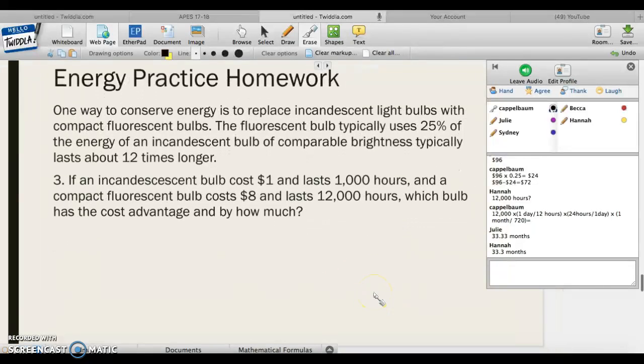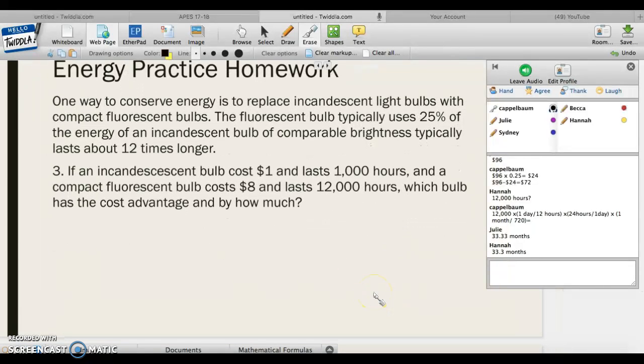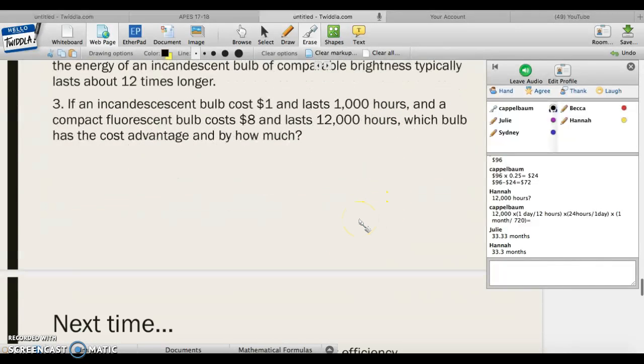All right, there's one I want you guys to look at for homework, a continuation of 1 and 2. So number 3, if an incandescent bulb costs $1 and lasts 1,000 hours, and a compact fluorescent bulb costs $8 and lasts 12,000 hours, which bulb has the cost advantage and by how much? So spend some time before our next meeting time to look at this question and try and set it up and calculate which one has a better cost advantage for homework.